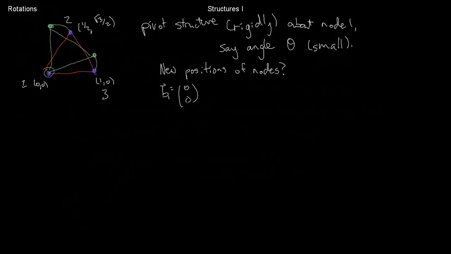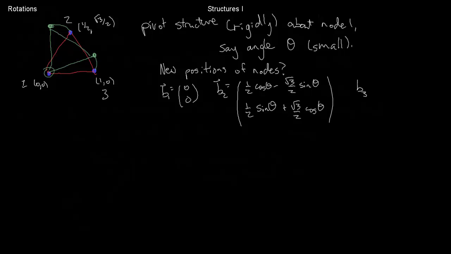B1 is the new position, and I'll call that, it's the same as the old position, it's 0, 0. B2 is the tricky one. It's not so bad if you apply the rotation matrix that we've talked about to the vector 1/2, root 3 over 2, that was the coordinates of the second node. When you perform that rotation, the new location of the second node is given by this formula, this vector. And for the third node, it's not nearly as nasty looking.